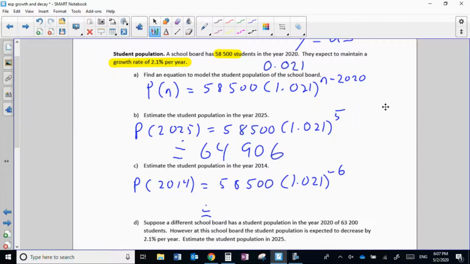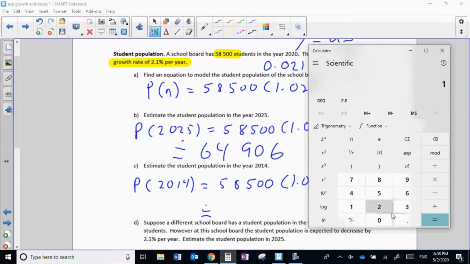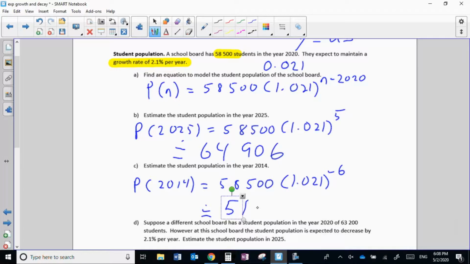Our definition of negative exponents meant dividing instead of multiplying. So imagine instead of going down the table, imagine you went backwards through the table. Instead of multiplying by 1.021 each time, you divide by it. Now to actually get this answer, we can just calculate this on our calculator. 1.021 to the power of -6 gives me that, and I multiply that by 58,500. Notice that's less than 1, and sure enough, I get a number less than 58,500: 51,642. And there we go.